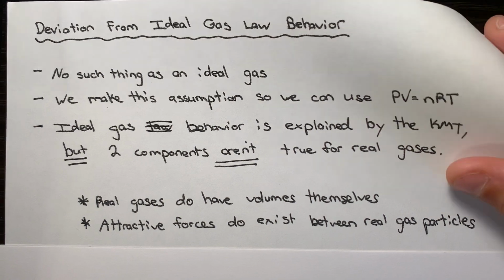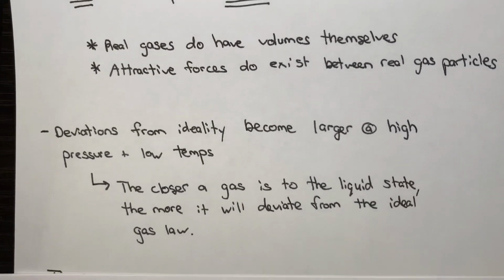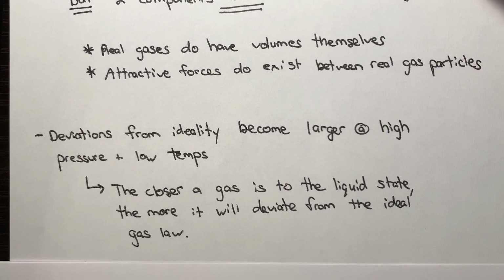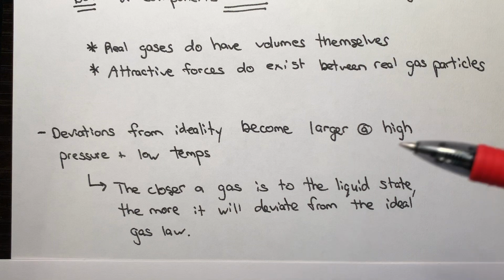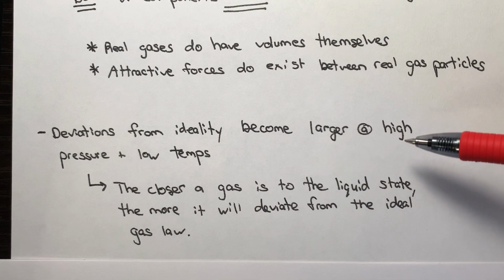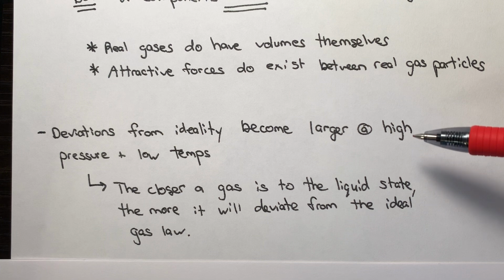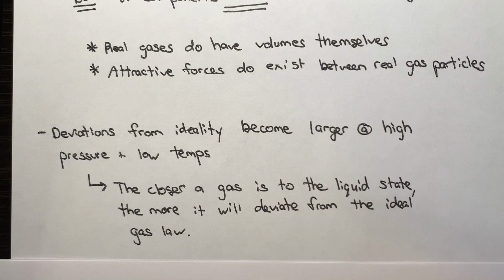When it comes to these deviations, there are two conditions that we really want to key in on. The first is that these deviations from ideality are going to become larger at really, really high pressure, and also at low temperatures. So it's best to study gases, if we're going to employ some of these gas laws, at really low pressures and high temperatures. At low pressure and high temperature, gases behave the most ideally, and that allows us to use our ideal gas law with the most certainty.